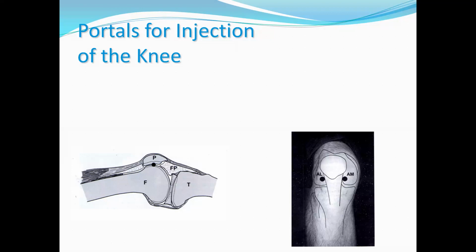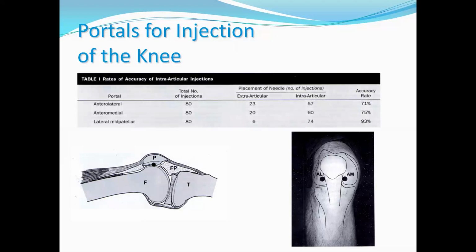Some people describe five portals of injection into the joint, and out of these five, the most common portals are the mid-patellar, anterolateral and anteromedial portals. All the portals have their own advantages and disadvantages, separate indications for each one, and depend upon the expertise of the physician giving the injection. The physician is more comfortable with, and more versed about, a particular portal of entry. Let us have a look at that.